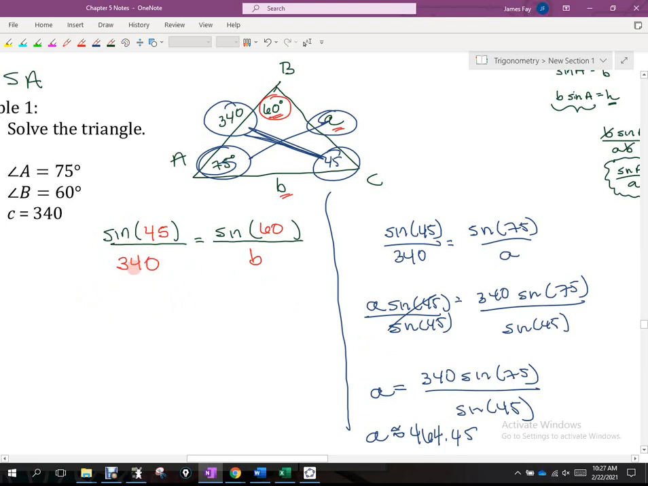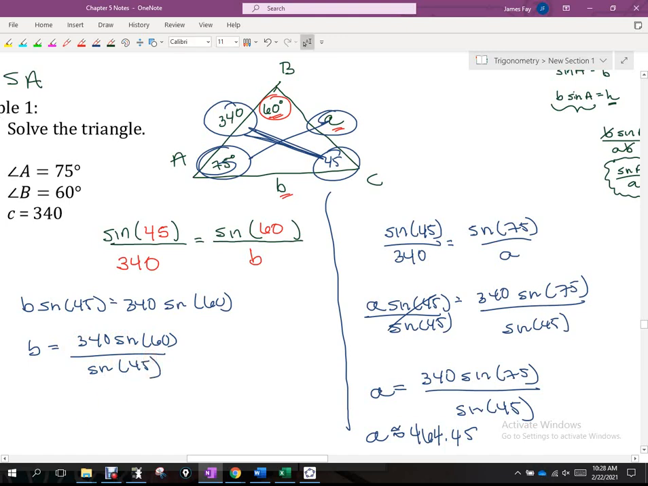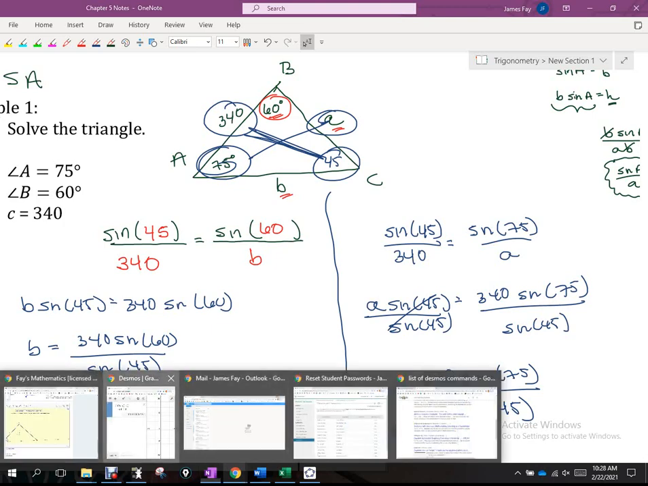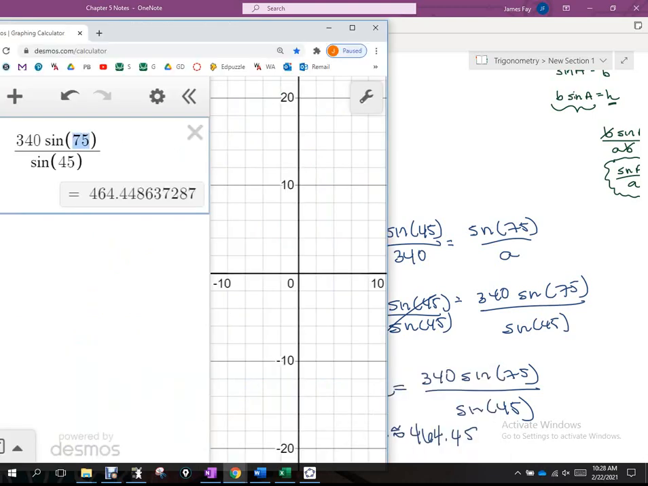Go ahead and solve for B. There are 2 ways that we can solve for B in this situation. I'm going to cross multiply just like we did over here. B sine of 45 equals 340 sine of 60. B equals 340 sine of 60 over sine of 45. Is that okay with everybody? Same exact algebra, right? All these problems are going to incorporate the same algebra, same steps. So now this would be 60. That's the only thing that changed there. And I get 416.41.